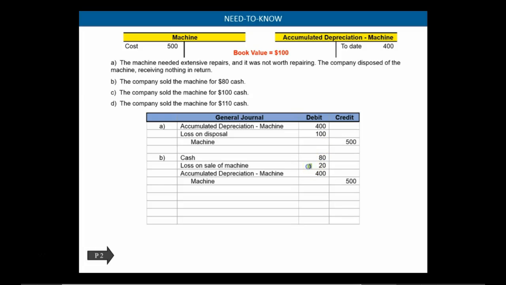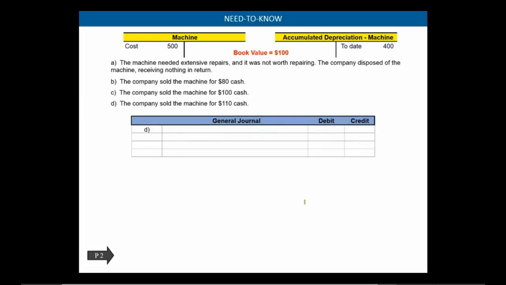How do we know it's a loss? Because it's a debit, and debits are generally going to be losses. You can also think about the book value being 100, which is the 500 minus the 400, and we only got 80. We think it's worth 100. We lost 20. C, same thing, except now we got $100. Well, that's the exact book value of the machine. So therefore, the machine needs to go off the books. Still, same transaction. We still need to take the accumulated depreciation off the books. But now the cash is $100, which perfectly plugs it out. So now the debits equal the credits. We have no gain or loss. We sold it for the exact book value.